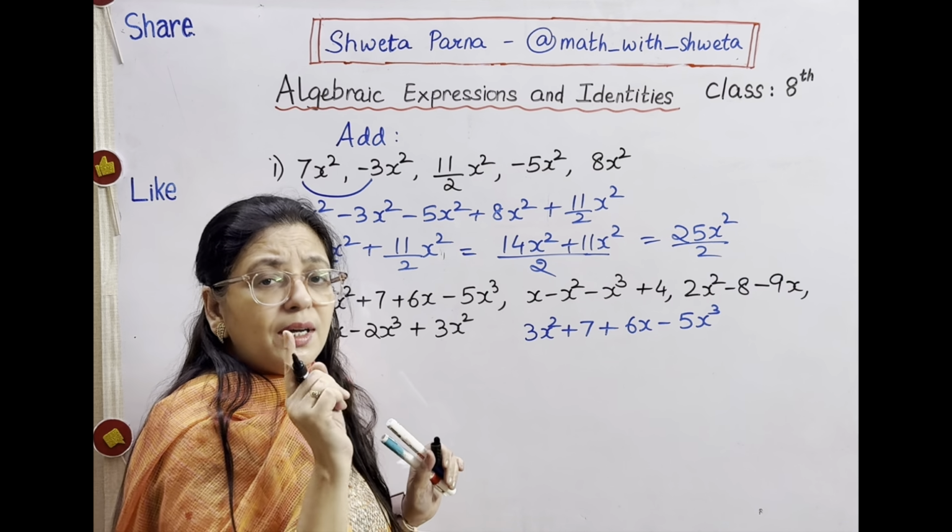Same way, 7 plus 4, 11. 11 minus 8, 3. 6x, no number, so write here 1 so that you don't miss out that. 6 plus 1, 7. 7 minus 9, minus 2. Minus 2 plus 4, it is plus 2x. Then, minus 5 minus 1 is minus 6. Minus 6 minus 2 is minus 8.